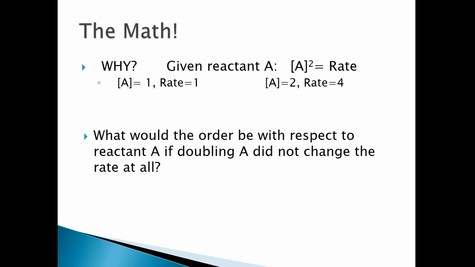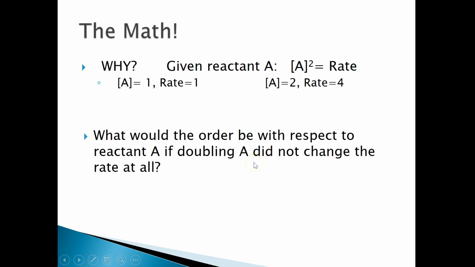All right, so why does this work? Well, it's just math. If something is second order, then essentially we'd be squaring that concentration to find the rate. So in this example, if the concentration of A is 1 and the rate is 1, we could take the concentration of A and double it, and the rate would go up to 4. Because basically what we're doing is squaring the concentration. So 1 squared equals 1, and 2 squared equals 4. So doubling the concentration quadruples the rate.